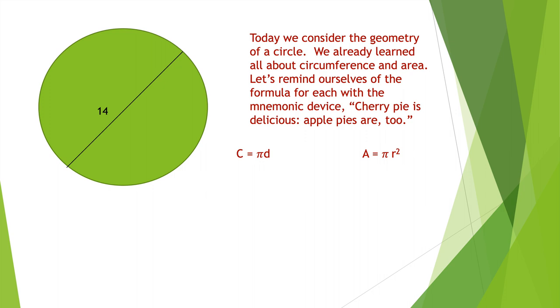Okay, so if the diameter is 14, cherry pie is delicious. Circumference is pi times the diameter. If I want the answer in terms of pi, I am done. It's 14 pi. If they want the answer to the nearest decimal, I substitute in 3.14 or 3.1416, whatever instructions they give you in the problem. That works out to 43.96.